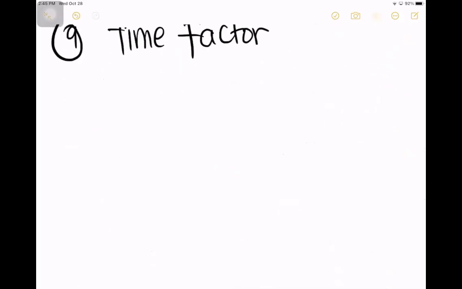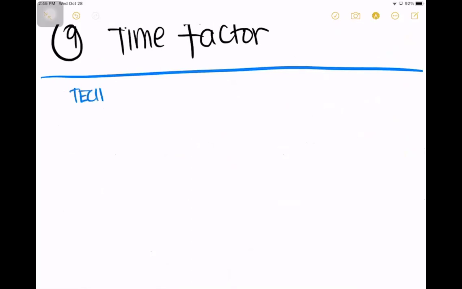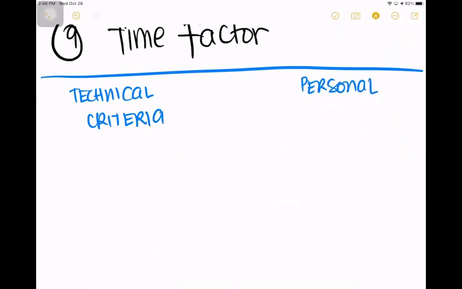So to end this lecture, let's try to make a comparison between the technical criteria and your personal criteria. In choosing your research topic, there are two important considerations, or your criteria is divided into two parts or classifications. We have your technical criteria and your personal criteria.